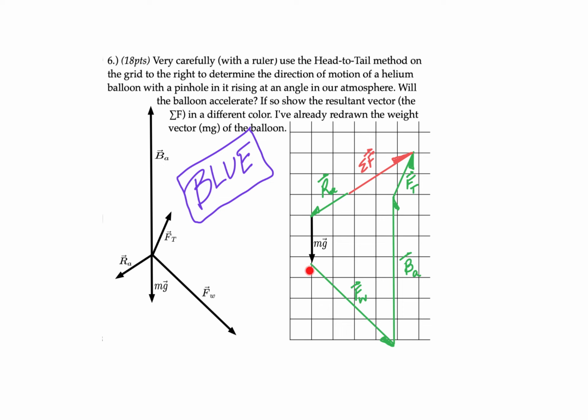Then the order you added them up didn't matter. And remember that the summation of forces is the resultant. It goes from the very beginning to the very end. Your arrow had to be correct there.